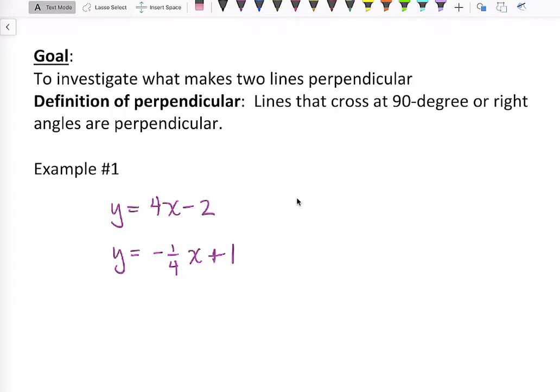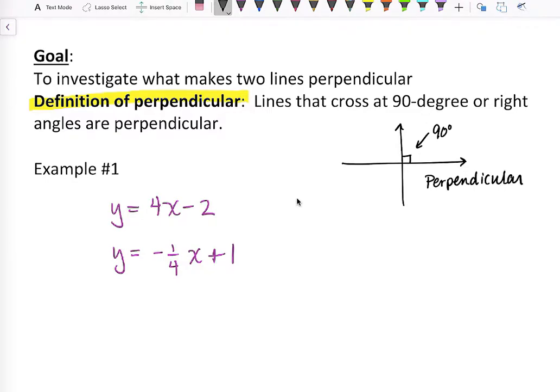Hi, in this video we are going to investigate what makes two lines perpendicular. Before we do that, we need to recall that the definition of perpendicular is lines that cross at 90-degree or right angles are perpendicular. If I sketch that quickly, oftentimes you see this little box in the corner, and that little box indicates a 90-degree angle, and anytime you have a 90-degree angle, you have perpendicular lines.